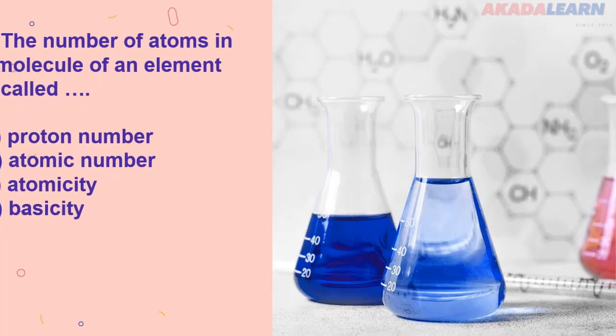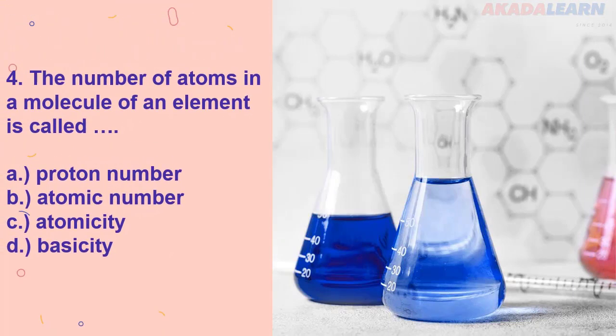Question 4. The number of atoms in a molecule of an element is called A. Proton number, B. Atomic number, C. Atomicity, D. Basicity.